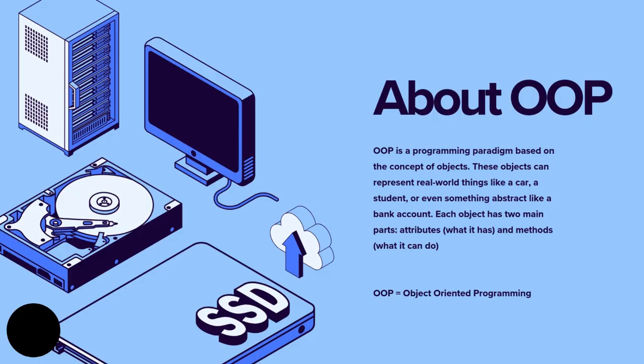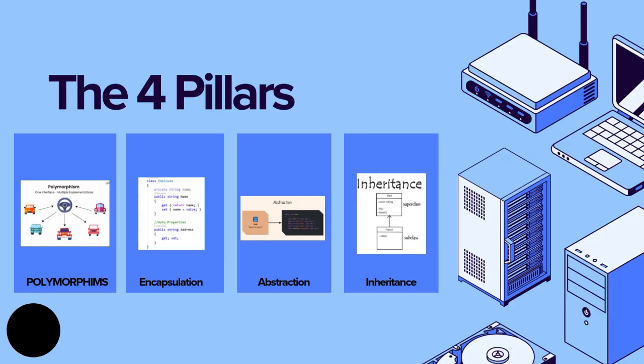So for a good example, think about a car. Its attributes are the color, the model, and the speed it can go, while its methods are whether it can drive or whether it will stop. Organizing code this way helps programmers think about software in real-world terms. OOP stands for Object-Oriented Programming. Now, there are four primary pillars of OOP.